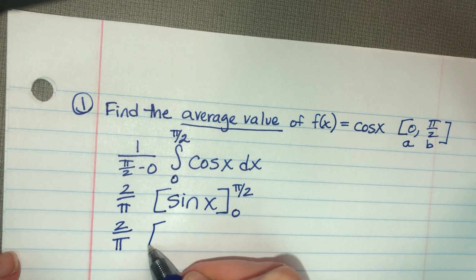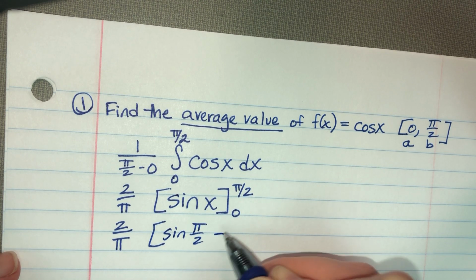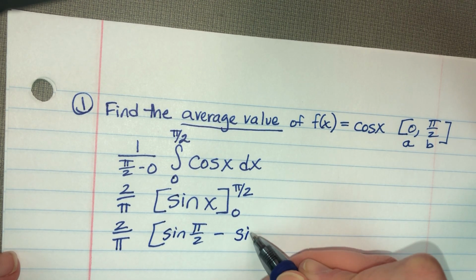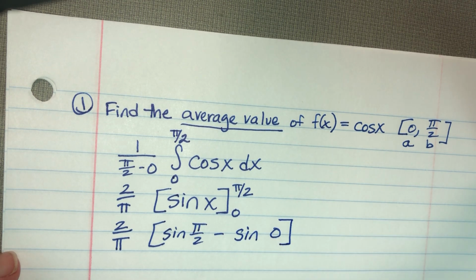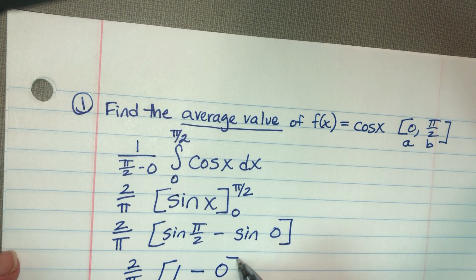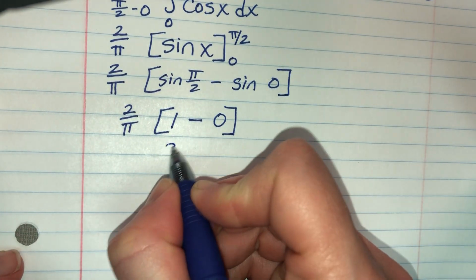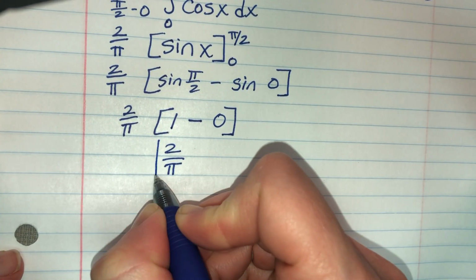So I'm going to plug in the upper number, sine of pi over 2, minus plug in the lower number, sine of 0. And of course, the sine of pi over 2 is 1 from our unit circle, minus the sine of 0 is 0. So this is just 1 in the parentheses. So the answer would be 2 over pi.